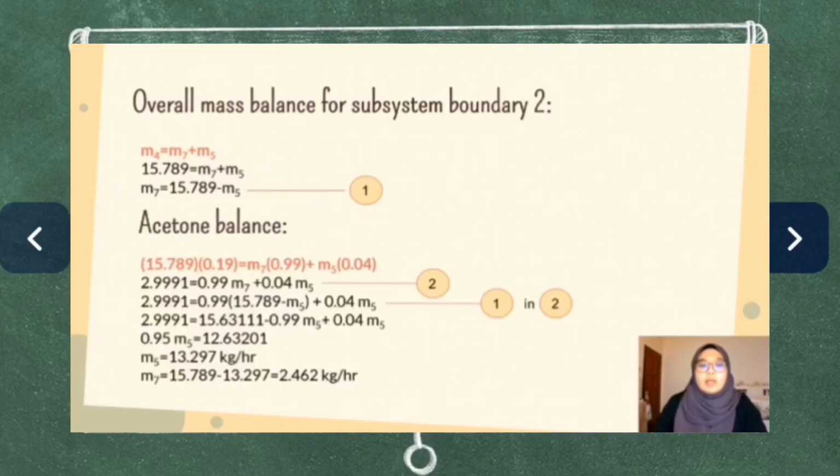Next is the acetone balance. We take M4, which is 15.789, times 0.19, equal to M7 times 0.99 plus M5 times 0.04. We rearrange it and put it as the second equation. To solve it, we substitute the first equation into the second equation. Then we get M5 equal to 13.297 kg per hour. When we get M5, we can solve M7, which is 15.789 minus 13.297 equal to 2.462 kg per hour.